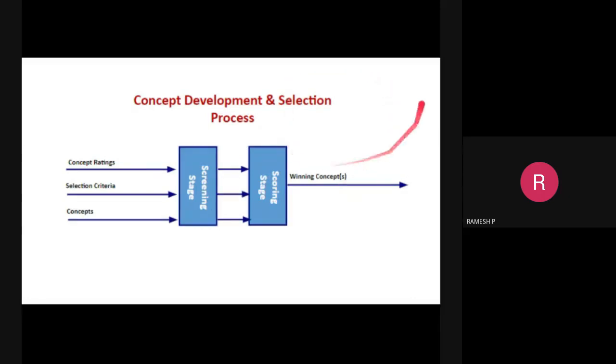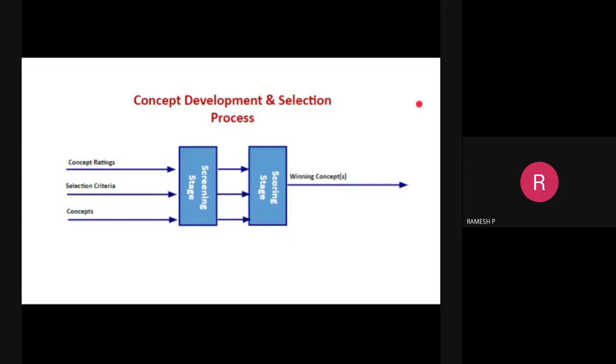So here our goal is not to select the best concept, but to develop the best concept by combining or refining the existing concepts which are generated. We will understand with some examples. The major concern is to evaluate the concept with respect to the customer needs and other criteria by the product development team.